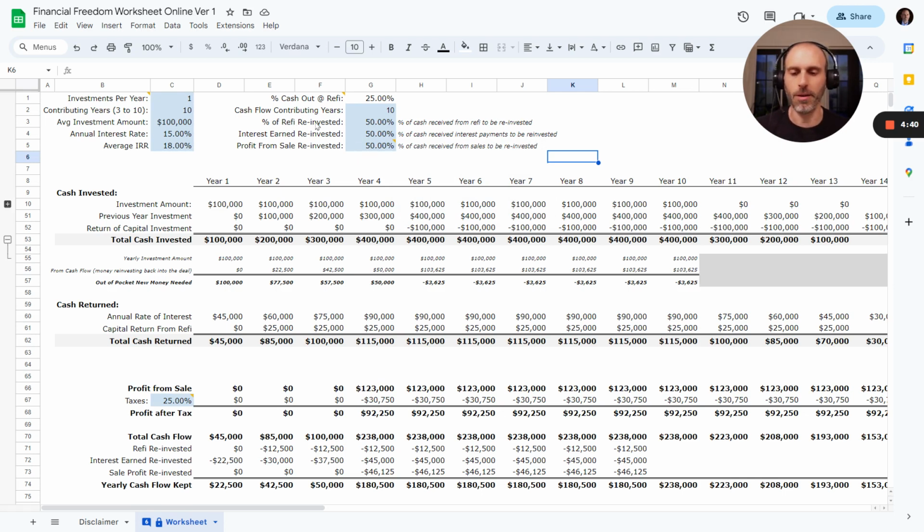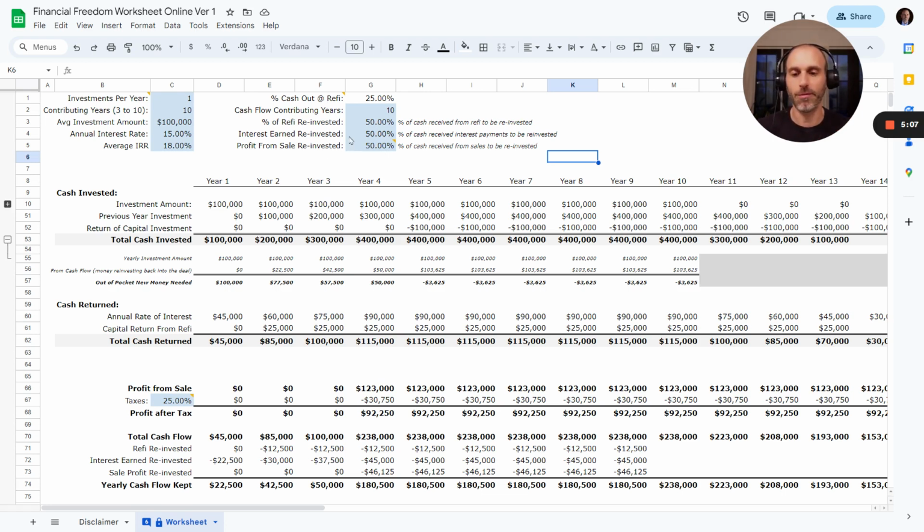So, percent of refi reinvested. If you think about how to maximize your investment, right? If you're going to put $100,000 a year into a project, in this example here, well, if you're going to get a portion of that back, in this case 25%, if you don't need the money, and you shouldn't if you're doing a great job in sales, then reinvest it, or use that to count towards your next $100,000 investment the following year.